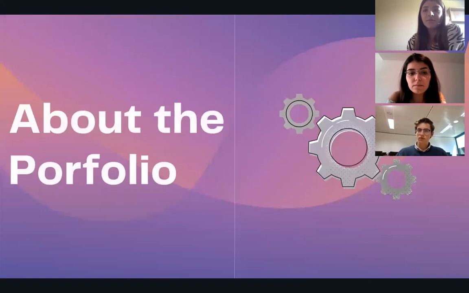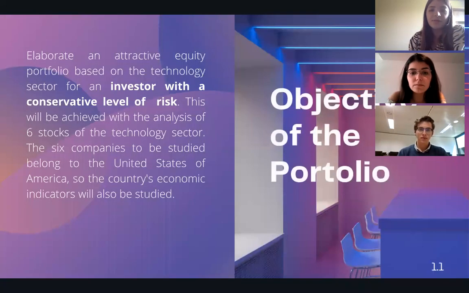So first, about the portfolio, we will start with the objective. It is to elaborate an attractive technology and equity proposal for an investor with a conservative level of risk. For this, we choose six stocks of the technology sector of the United States.